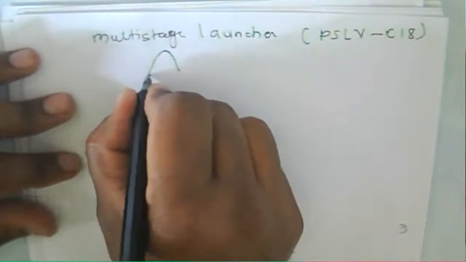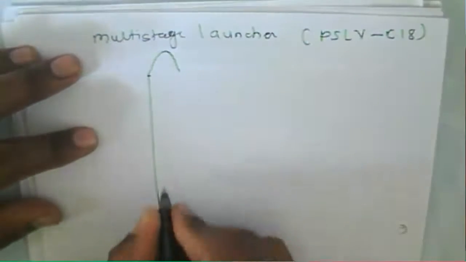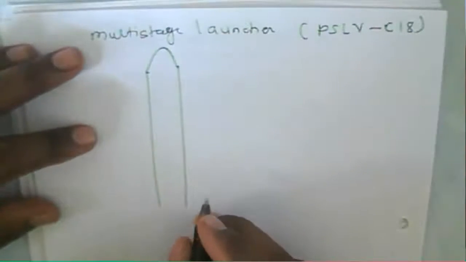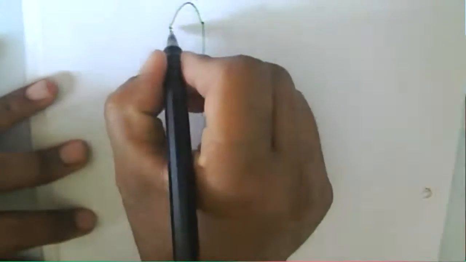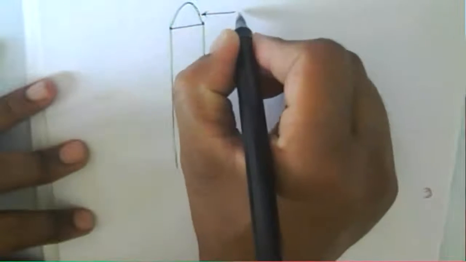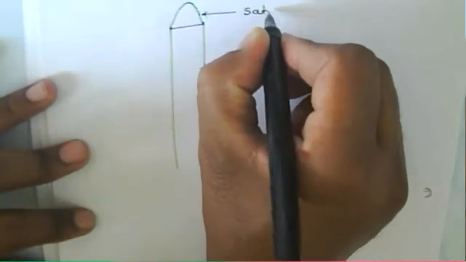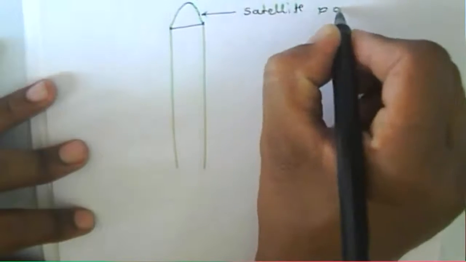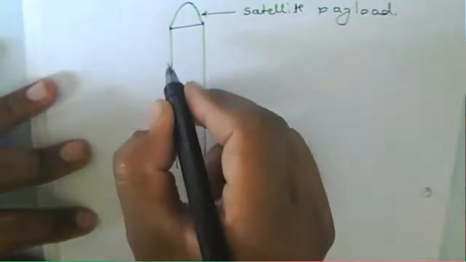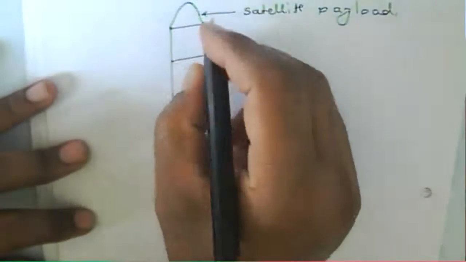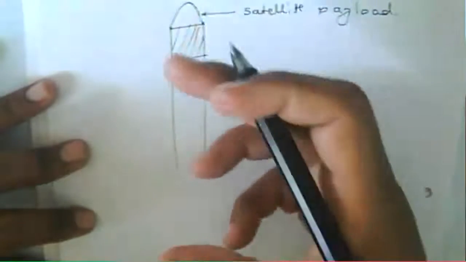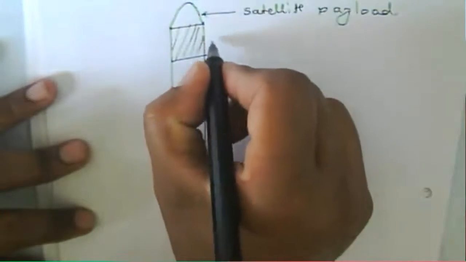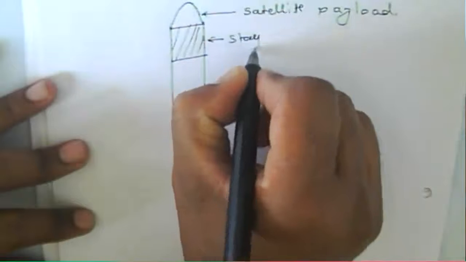It depends upon the weight of that particular portion of the satellite, and then the particular stages are used. Now this one is nothing but the satellite payload, and I try to draw from the upper side because we are not able to see it in one screen. So this one is the stage 4 rocket.